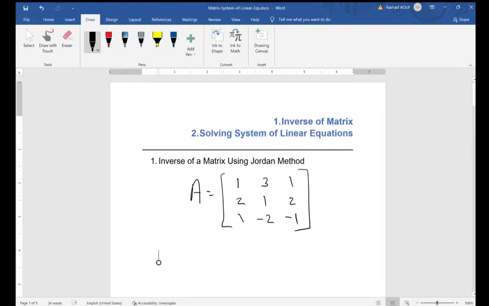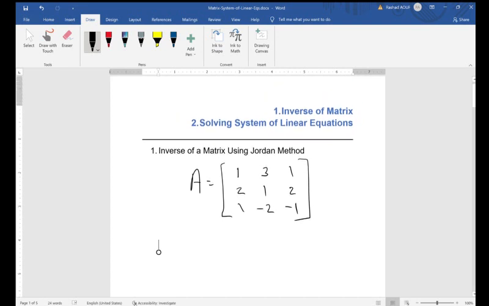In this video, I will give you an example about how to find the inverse of a matrix and how to solve a system of linear equations. First of all, I will start with the inverse of a matrix. How can I find the inverse of a matrix A? For example, how can I find A minus 1?